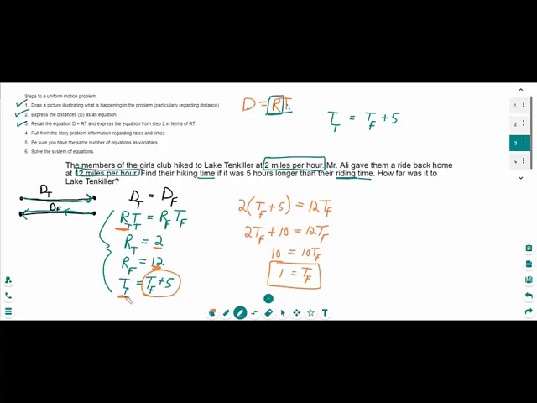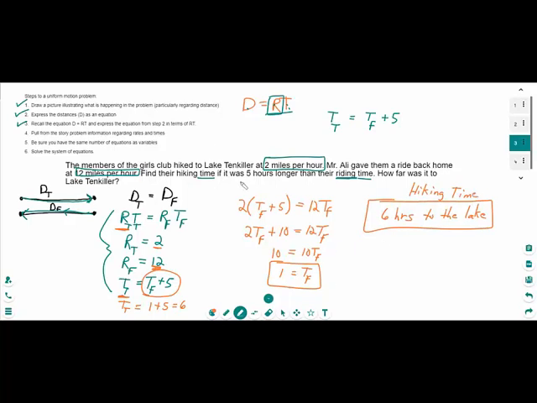So how do we find that? Well, we need to plug this 1 into this equation. So time to the lake is going to be equal to time from the lake plus 5, which is 6. So the time to the lake is 6 hours. 6 hours to the lake. Or you might say that's their hiking time. Right? There you go. 6 hours.